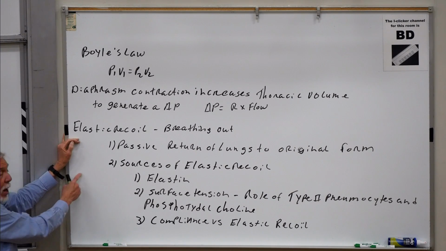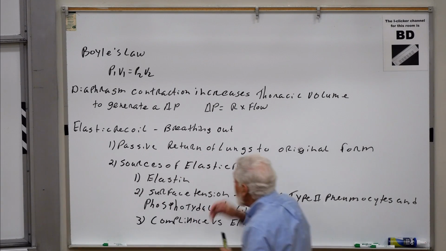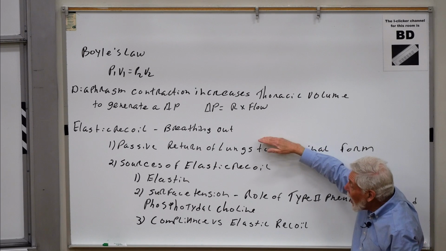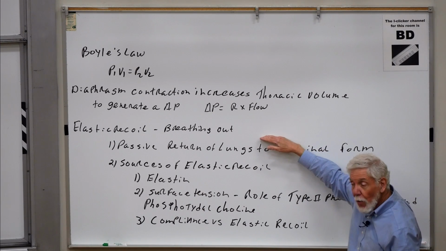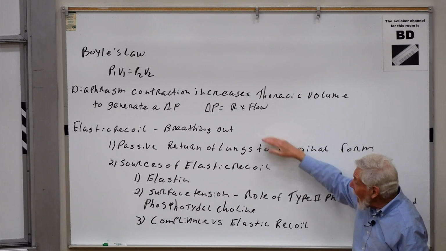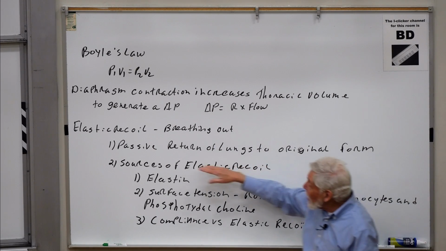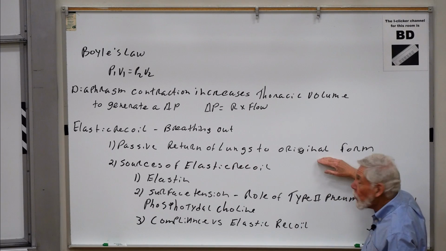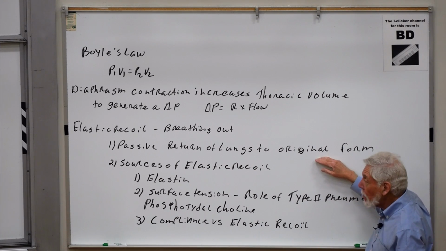And we have the same problem here, where we're going to have to return that sarcomere length of the diaphragm back to its original length. And how are we going to do that? Well, it turns out that there's a passive recoil, a passive return to the original volume of the lung.